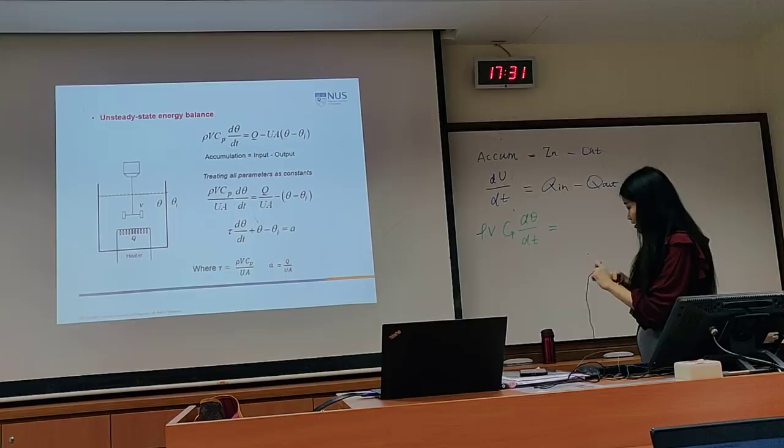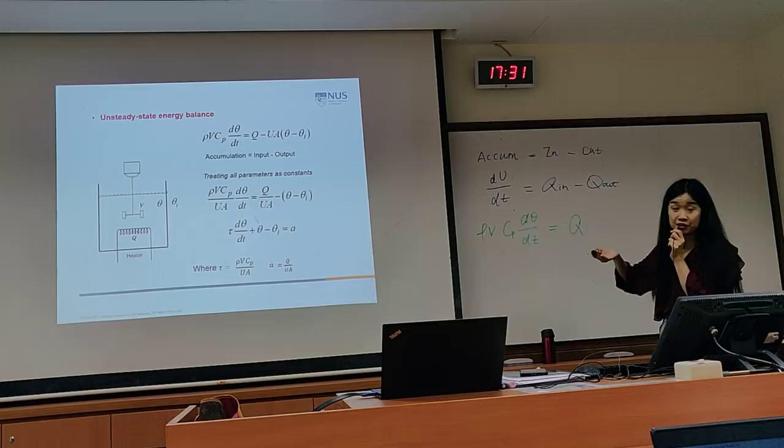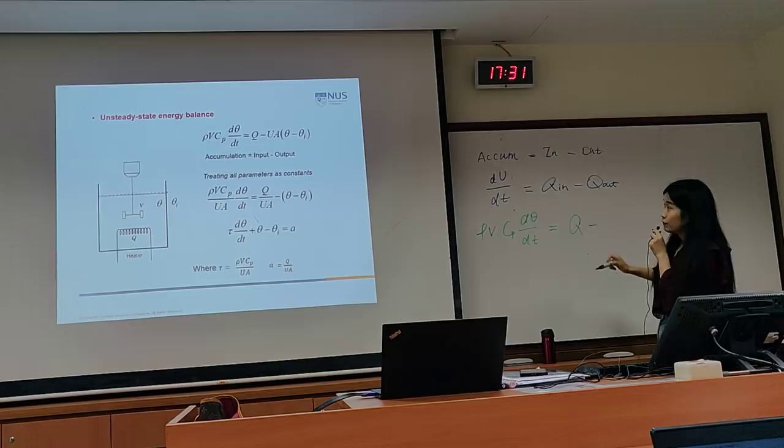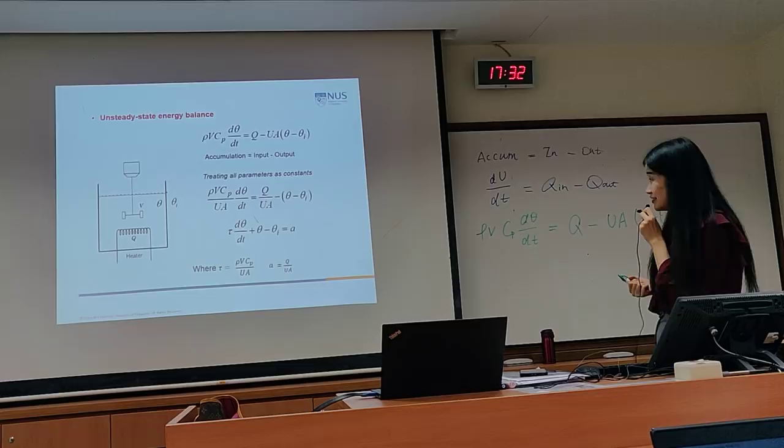So the right-hand side should be all the energy, in this case just the heating process from Q, because this is the heating rate already. So we just add the Q here. Then the heat loss from the system to the surroundings is UA delta T, where delta T here is theta minus theta I. So this becomes our overall energy balance to describe the system.